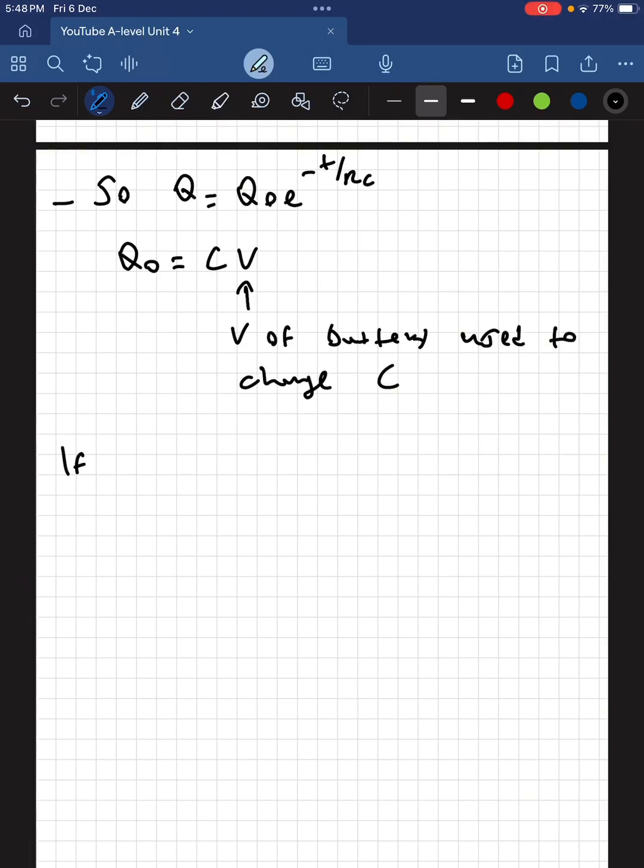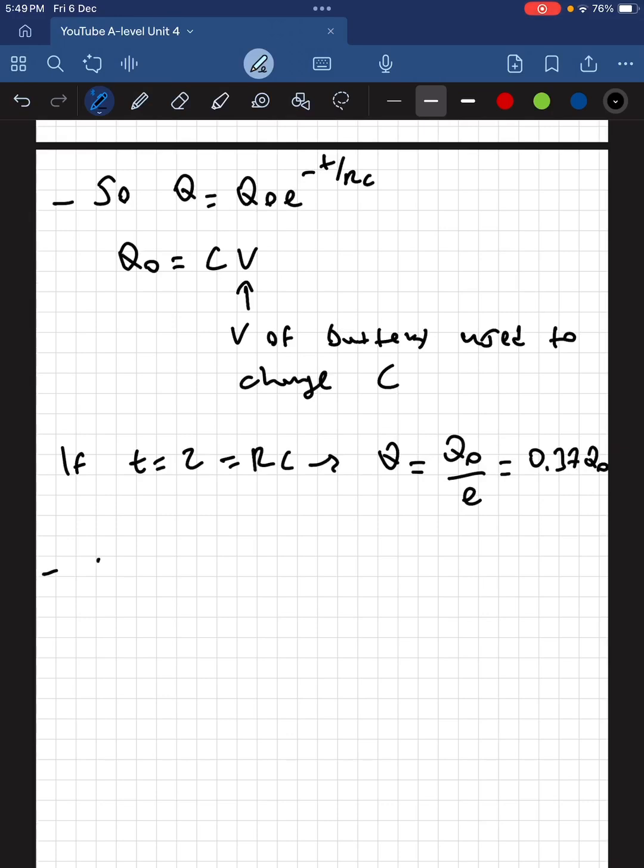Okay, now if time is equal to tau, which is equal to RC, this time Q becomes equal to Q naught over e, so 0.37 Q naught. So this time charge decreases exponentially in this circuit, okay? And at time equal to 1 time constant, the charge has dropped to 37% of the initial value, okay?